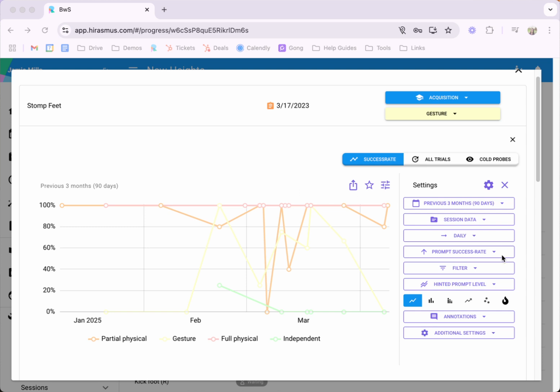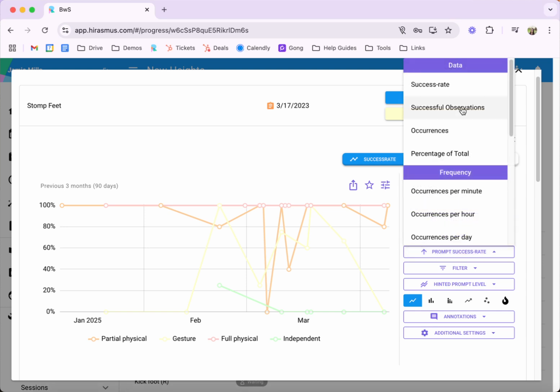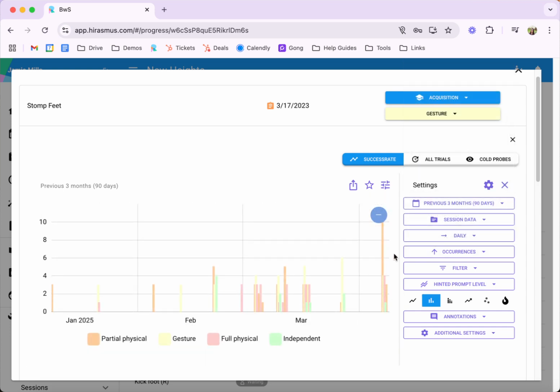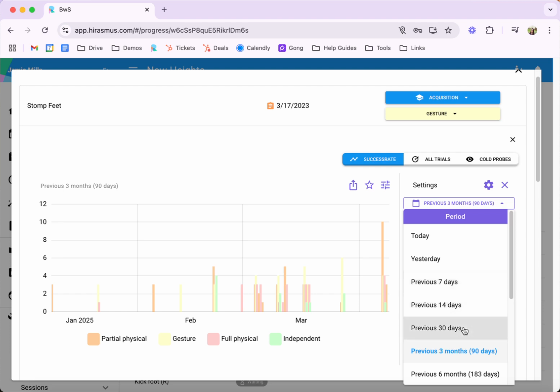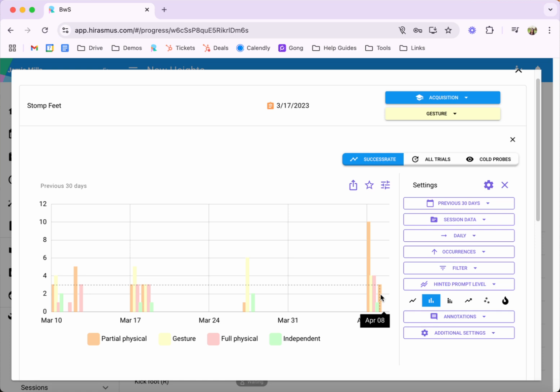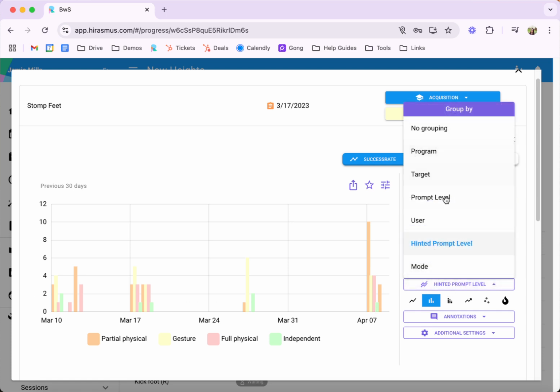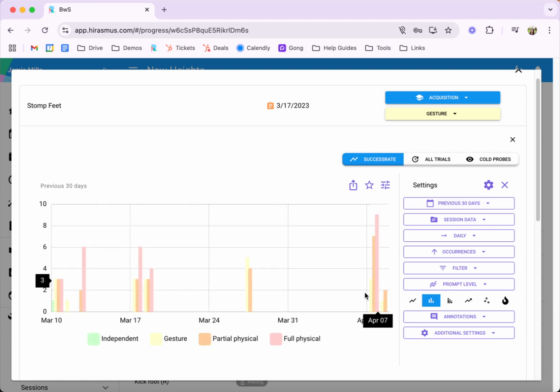And the other common setting for this type of program is to change this y-axis value to occurrences. And here I can see, let me zoom in so you can see a little bit in more detail. I can see the number of occurrences of the hinted prompt level here, because I'm still grouped by hinted prompt level. So the number of times that prompt level was showing on the data sheet, and then I can change to prompt level, and then I can see the number of occurrences that prompt level was selected on the data sheet, or on those trials.